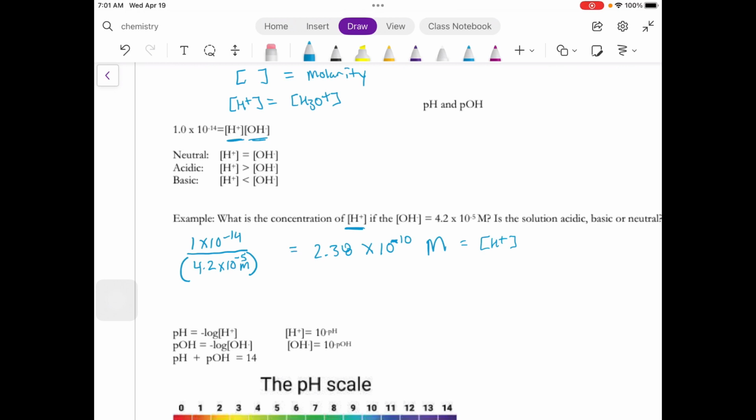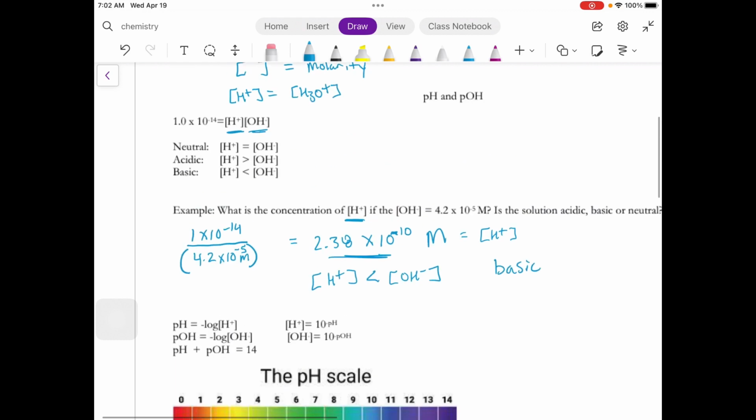So this was my H plus concentration. It looks like my H plus is less than my OH, because the power 10 to the negative 10th is smaller than 10 to the negative 5th. And so this would be basic.